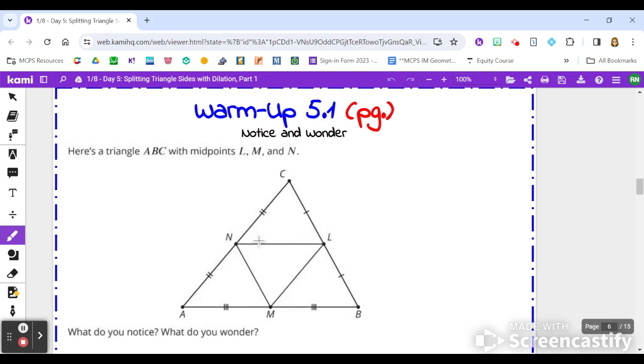A couple of things that you may be wondering, maybe you're not, I'm not sure: are these four smaller triangles in the middle congruent? Or are they similar? Or are they similar to the big triangle ABC? Or what is the relationship between segment MN and segment BC, if there is one? Or segment NL and segment AB. So there's a lot of things that we can notice and wonder about this shape.